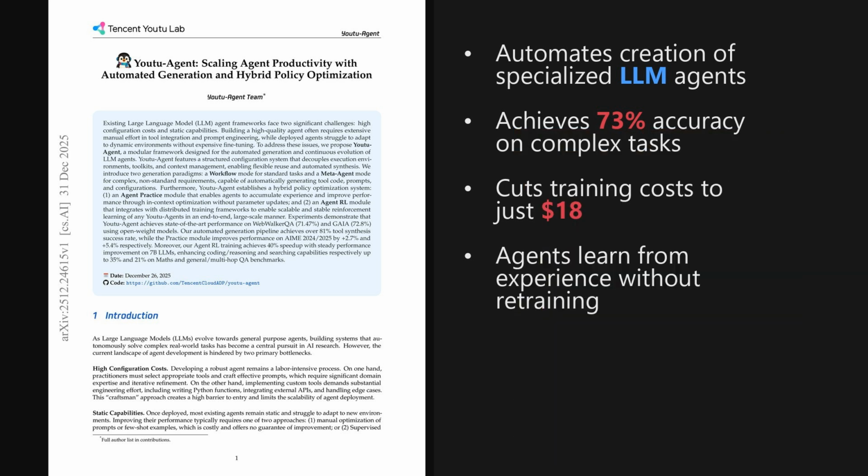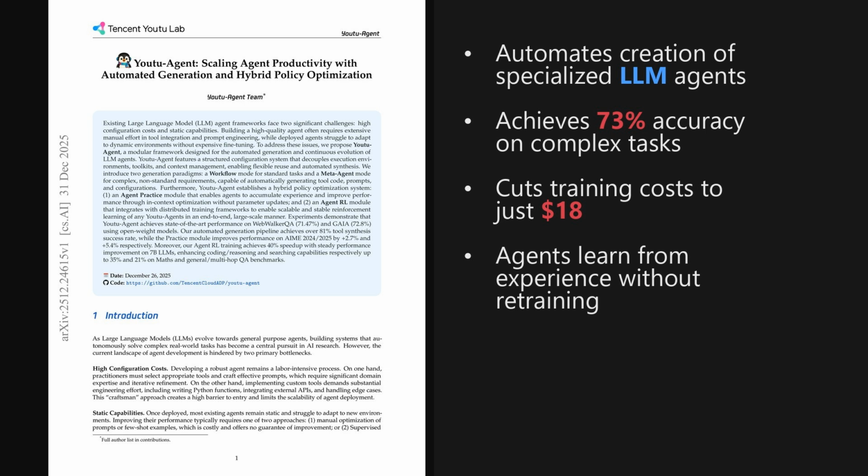I'm Alex. Today we're looking at a paper from the Hugging Face trending list, published on December 31st, 2025, about 5 days ago. It introduces a modular framework designed to automate the creation of large language model agents, achieving state-of-the-art results with over 71% accuracy on WebWalker QA and about 73% on Gaia using open weight models.